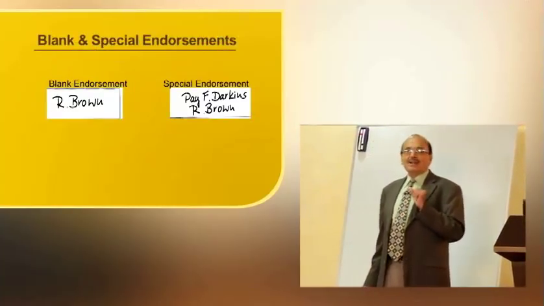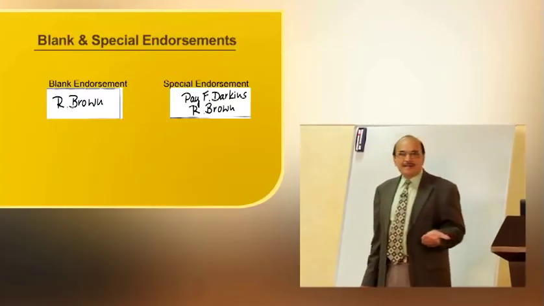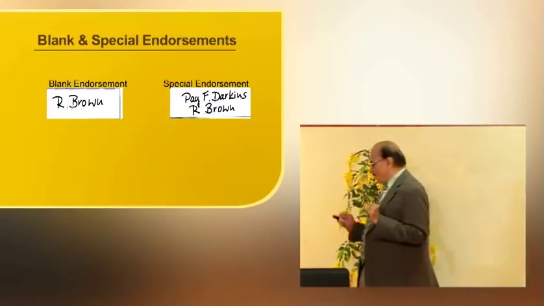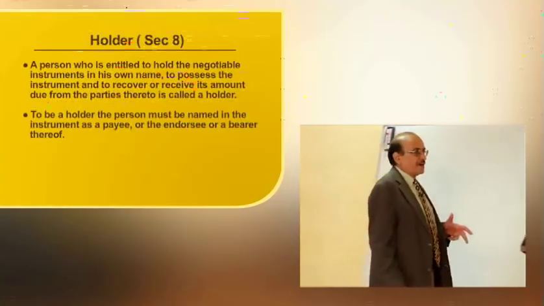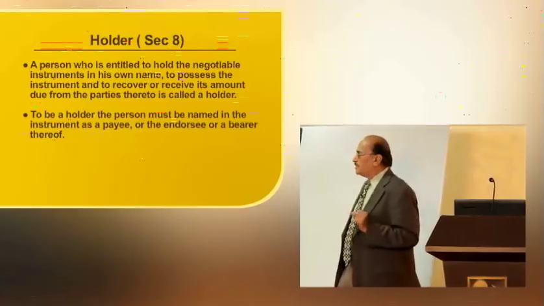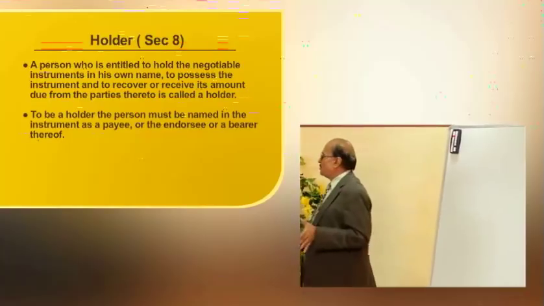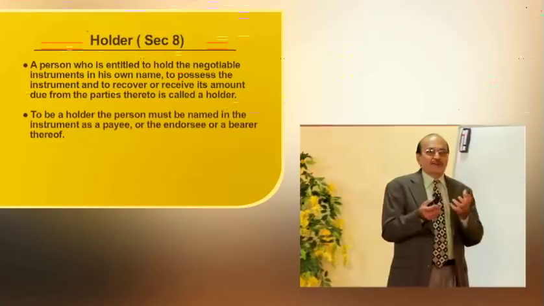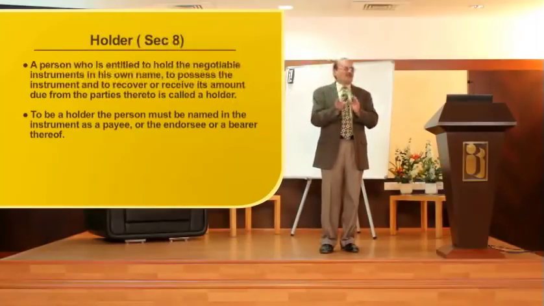Here are the specimens of endorsement. On the left side you see a blank endorsement, and on the right side you see a special endorsement, where the name of a person has been specified. Let us also try to understand what is meant by holder. This has been mentioned in Section 8 of the Negotiable Instruments Act. A person who is entitled to hold a negotiable instrument in his own name, to possess the instrument, and to recover or receive its amount due from the parties is called a holder.